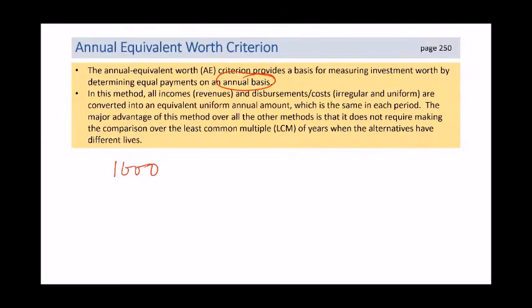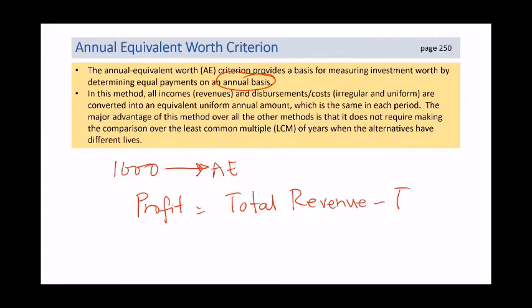So, in other words, for example, for the total project, you have 1,000 profit for the total life of the project. So, you are going to distribute this in annual equal worth that is equivalent now to our AE. Okay, another concept for the annual equivalent worth criterion is that the AE, by the way, what is the formula to get the profit? So we have the general formula, profit is equal to total revenue minus total cost.